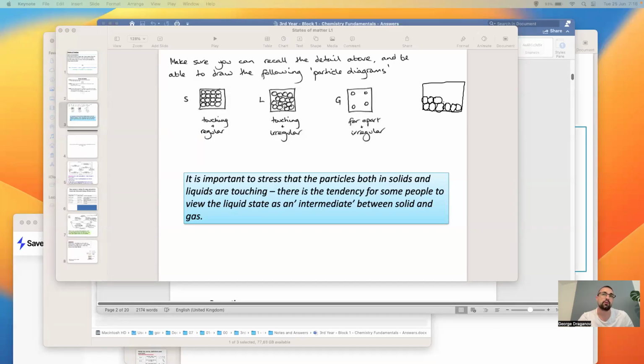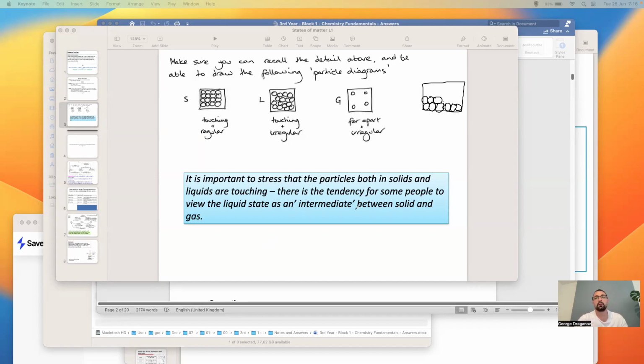Liquid, the same thing. Make sure you start at the bottom, otherwise this diagram is correct. It should not form a pattern, but the particles need to always touch. So for example, here, these are not touching. The examiner can be strict and mark that wrong. So make sure they all touch. In a gas, they should be far apart and irregular. So these are far apart and irregular.